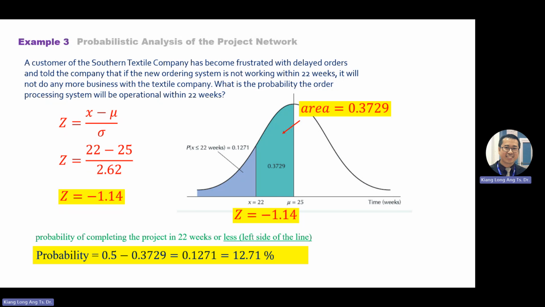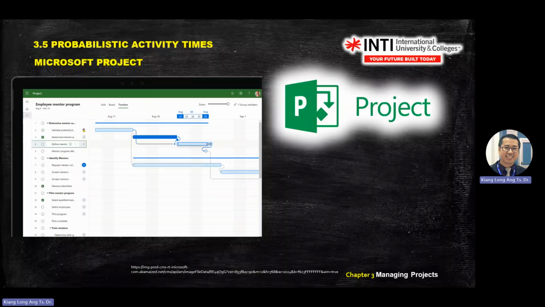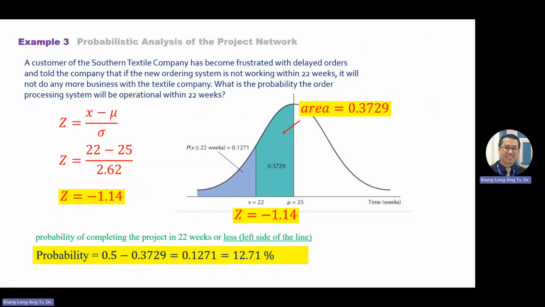This one you can calculate. As a project manager, you can know whether you can or cannot. If you come up with a probability of 12% and you still agree and sign the agreement, most probably after the project you will be fired because the success rate is so low. So the question will ask you, as a project manager, what is your decision? The decision will be no go. Do not proceed because the probability is only 12.71%. Okay. Any question for this one?